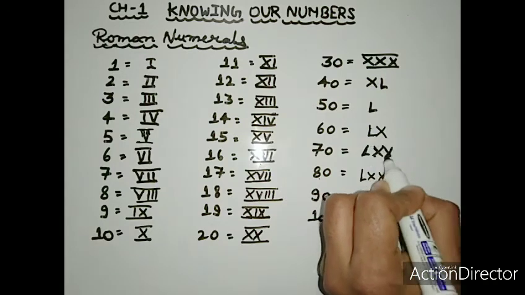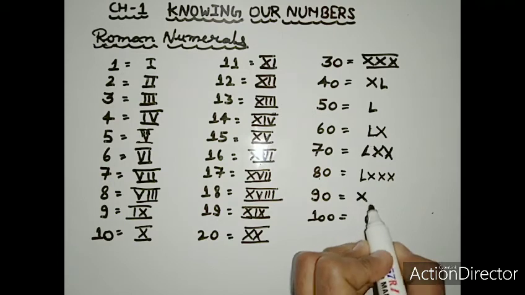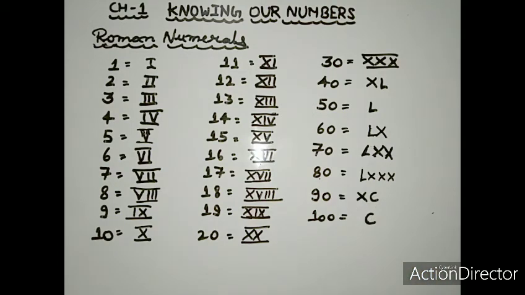Now here we write 90. So we represent 100 by using the symbol C. So here we subtract 10 from 100. Then we get 90. So here we write X on the left-hand side of C, because C represents 100, and when we write X, because X represents 10, then 100 minus 10 equals 90 here.